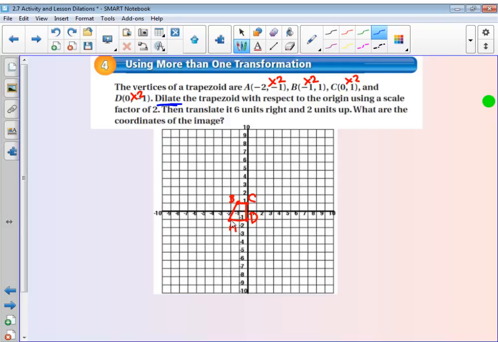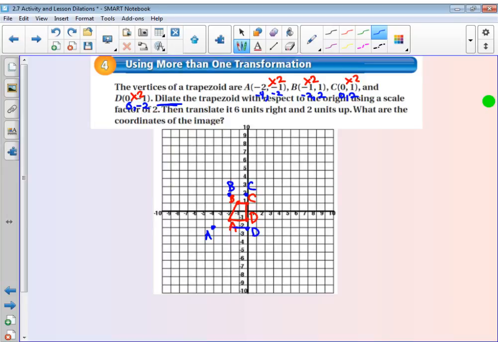So -2 times 2 is going to give me -4, comma, -2. So over to -4, down to -2. That's my new A. Okay, B, -1 times 2 is -2, and 1 times 2 is 2. So over to -2, up to +2, there's my new B. C, 0 times 2 is 0, 1 times 2 is 2. So over to 0, up to 2. That's my new C. And then 0 times 2 is 0, and -1 times 2 is -2. Over to 0, down to -2. Okay, so that's my new letter D.